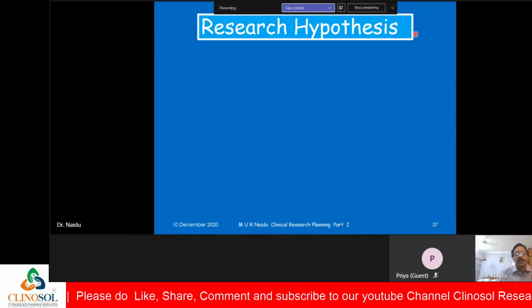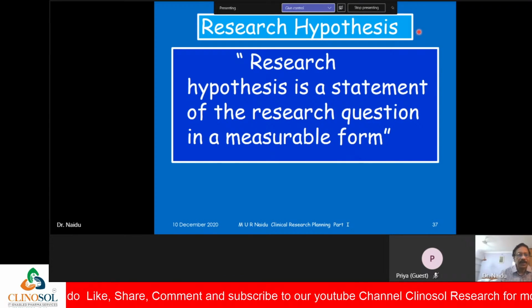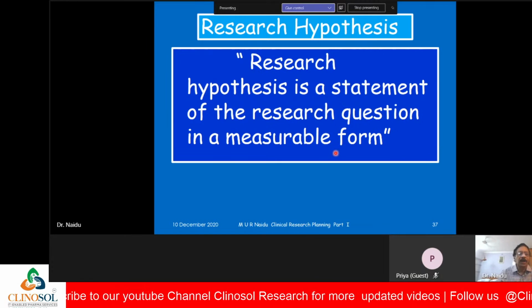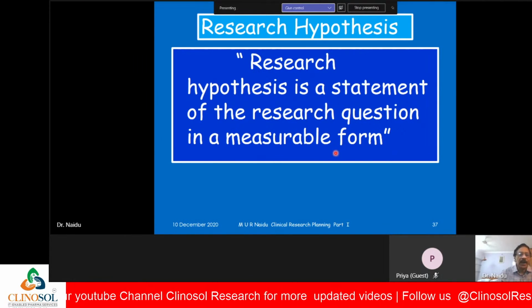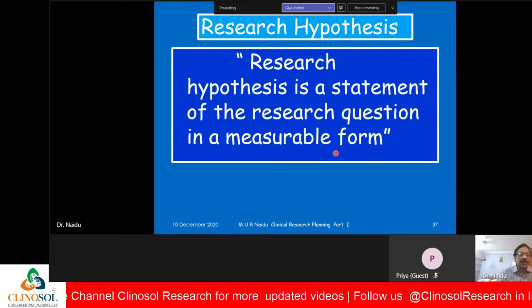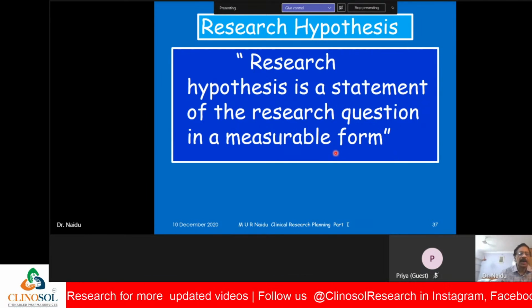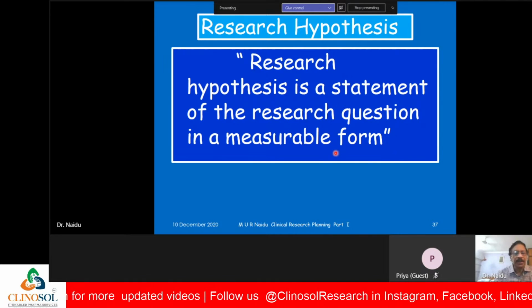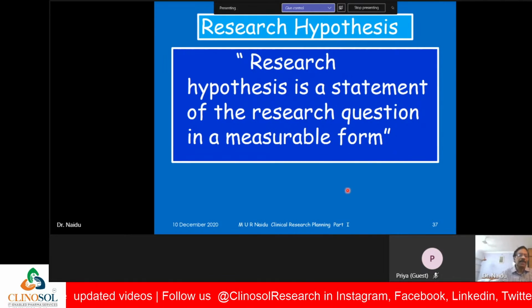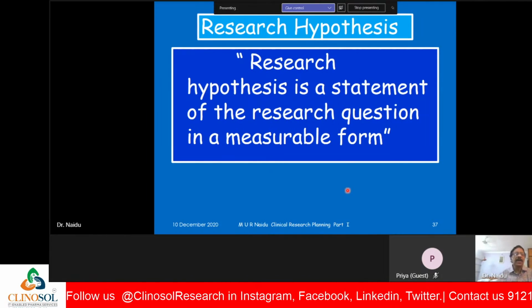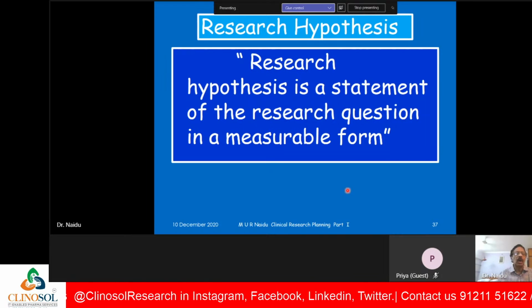Now we start with the research hypothesis. What is that? The research hypothesis is the statement of a research question in a measurable form. For example, I want to know the cause why, in a particular state in the country, pancreatic cancer is very high. Again, I will give an example of the same here. Somebody mentioned that pancreatic cancer is very high in Kerala. I don't know whether it is true or not.